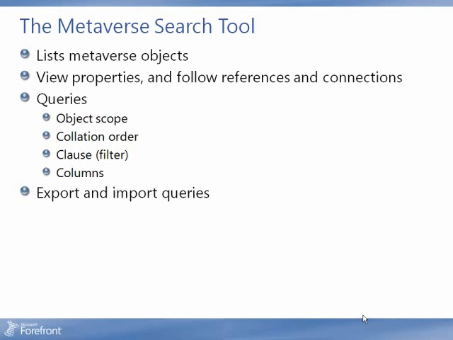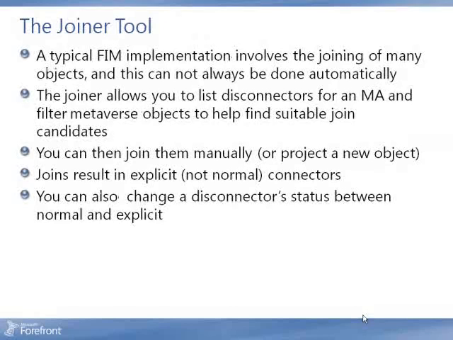By default, the tool returns everything, and in a production environment, everything is unmanageable. So it is usual to define a query by configuring an object scope, what object type do you want, perhaps a collation order, and then one or more clauses, filter conditions such as given name equals Susan, so that you can find Metaverse objects of interest. And then once you've done that, you also typically specify the columns that you want to see, which attributes and other properties you'd like to see, and again in which order. Then finally you click Search. You can export and import queries so that you can reuse them.